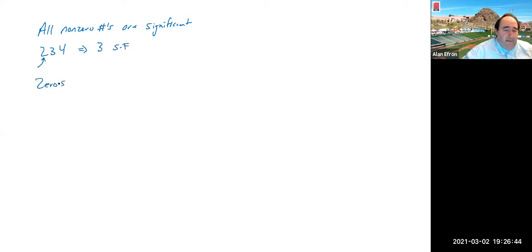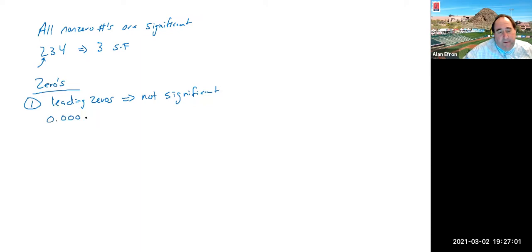Zeros are the thing that gives people the hardest time. There are 3 different types of zeros. There are leading zeros. Those are not significant. So 0.000111. None of these zeros are significant until we get to here. That is where we start counting. And this guy would have 3 significant figures in this particular case.